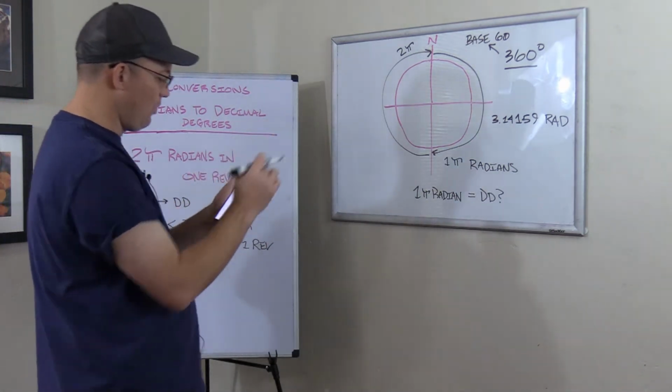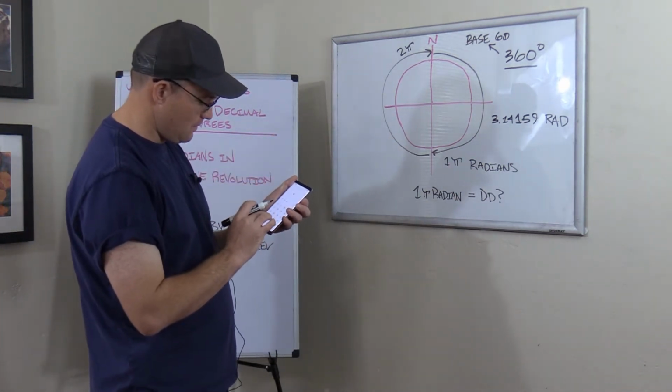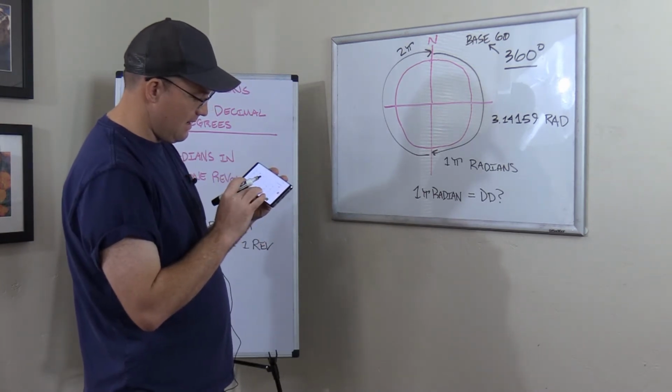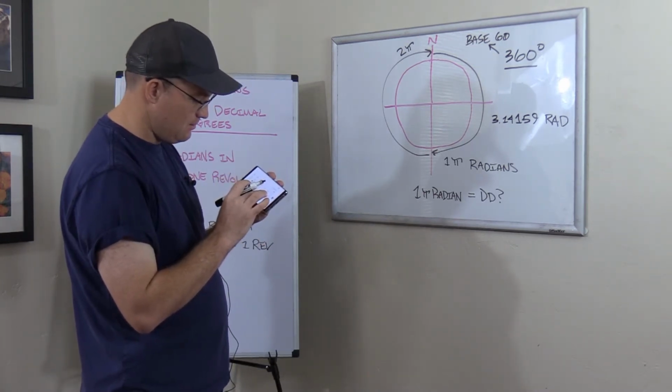Okay, so I'm going to take 1 pi on my calculator here, and I'm going to divide it by 2 pi.